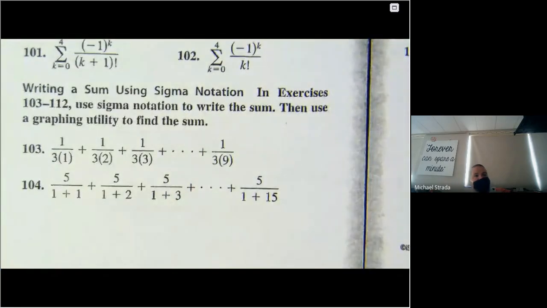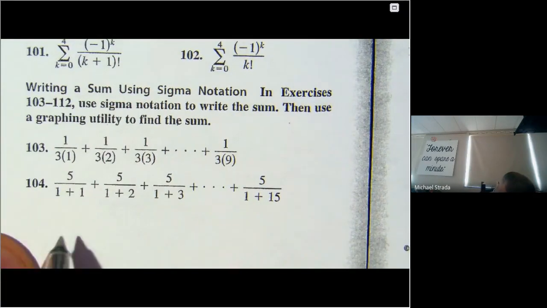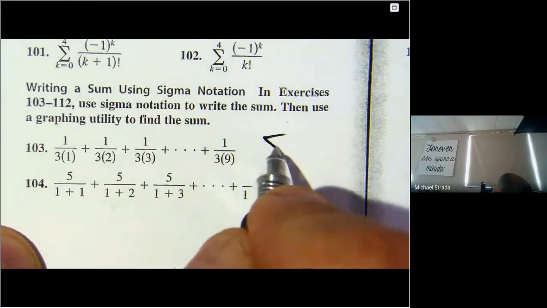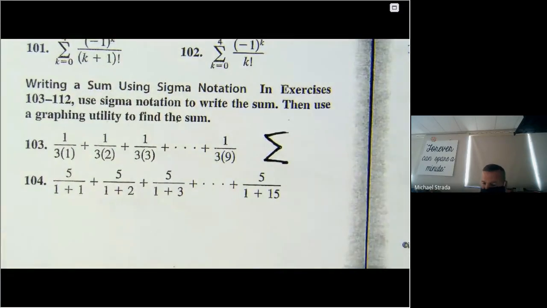So in number 103, 1 over 3 times 1 plus 1 over 3 times 2 plus 1 over 3 times 3 plus dot, dot, dot, plus 1 over 3 times 9. So here's my sigma notation. Looks like that. What is staying the same in all of my problems?